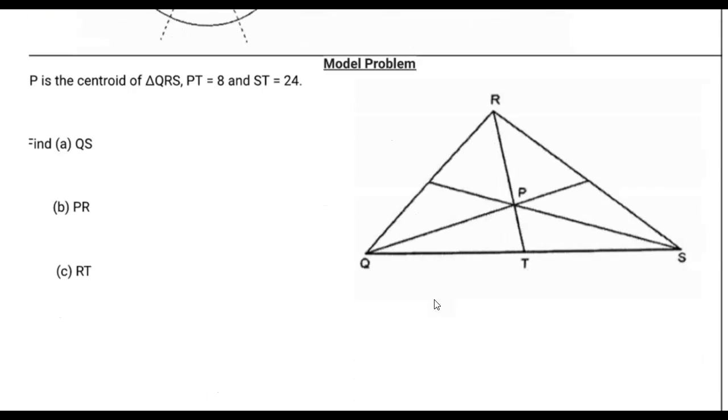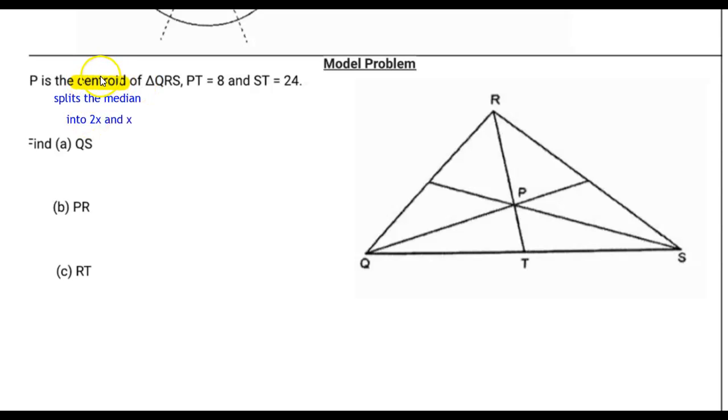All right, let's take a look at a model problem. It tells us that P is the centroid of triangle QRS, PT is 8, and ST is 24. You need to find these 3 things, and in order to do that, you need to remember the concepts that we talked about before. Since it's a centroid, there's a relationship that corresponds to that. So pause the video, try this out, and then see if you got it right.